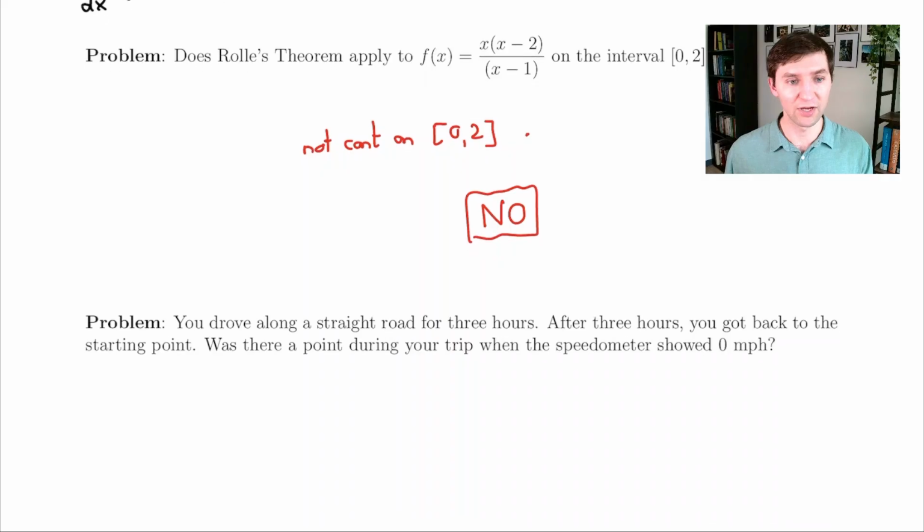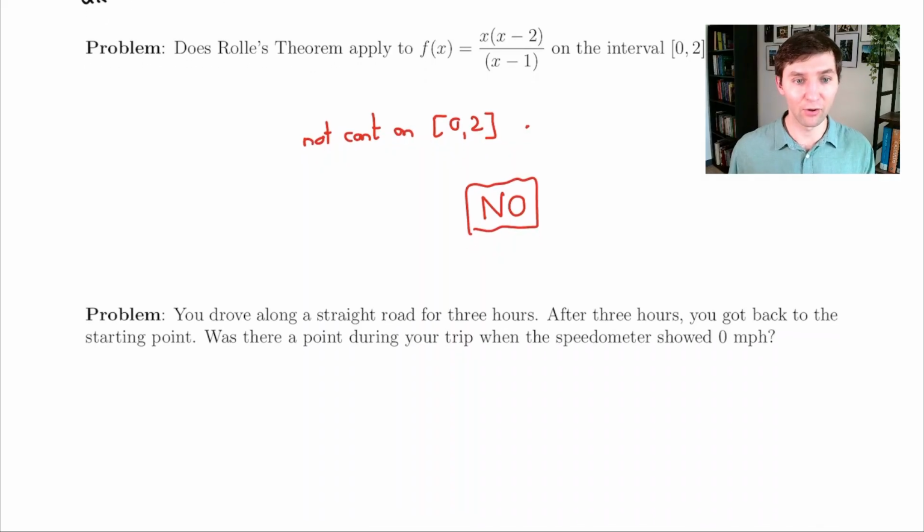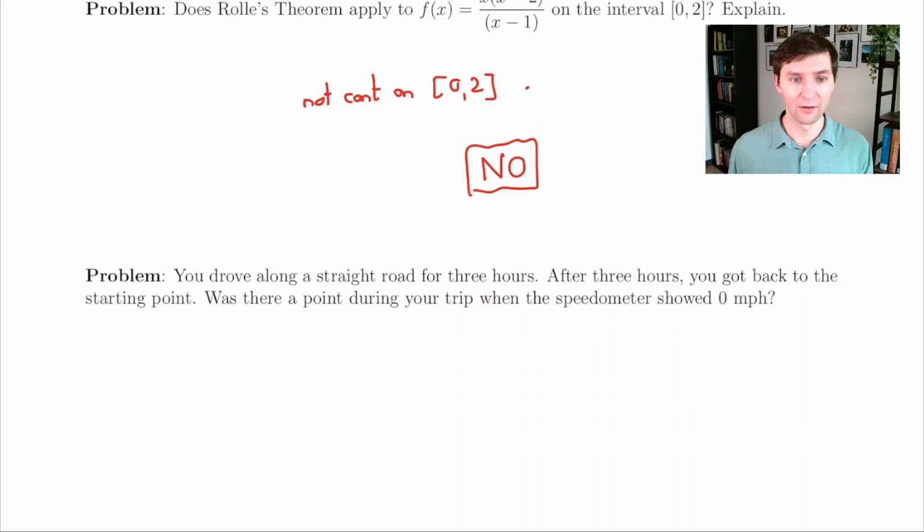Finally, we will try to understand Rolle's theorem in more physical terms. We drove along a straight road for 3 hours. After 3 hours, we got back to the starting point. Was there a point during your trip when the speedometer showed 0 miles per hour? Thinking about this logically, it had to be the case.